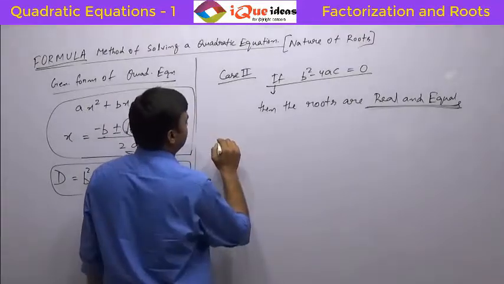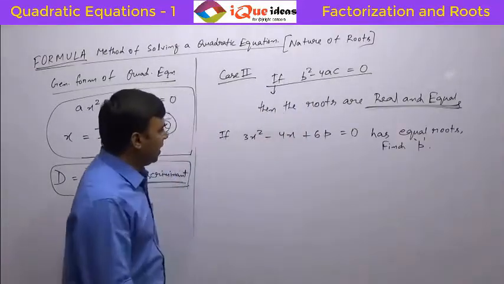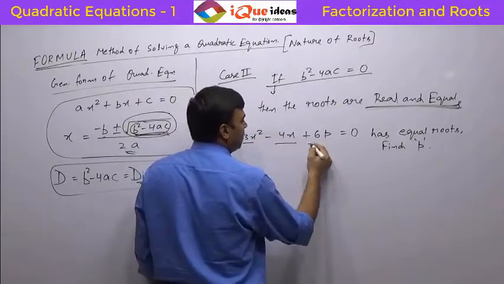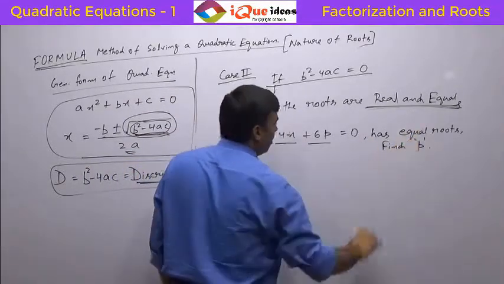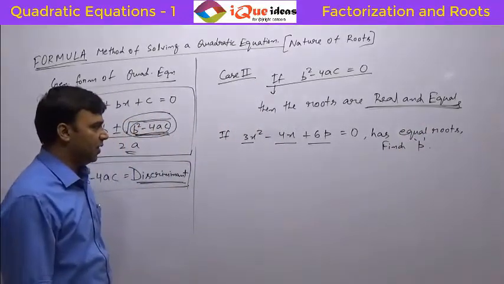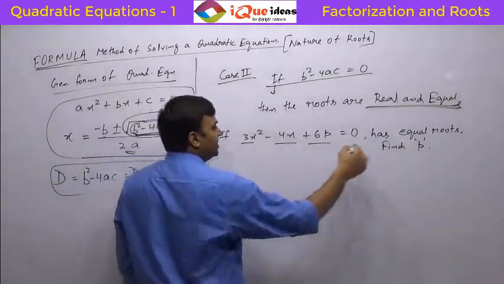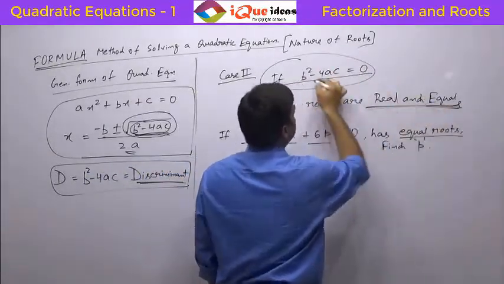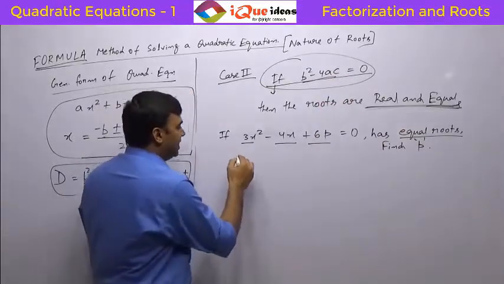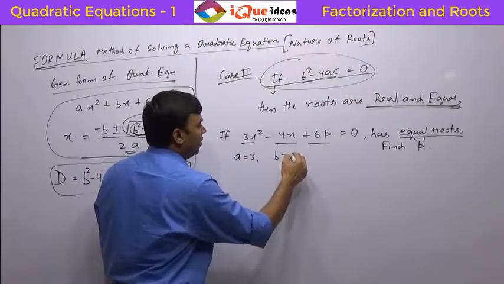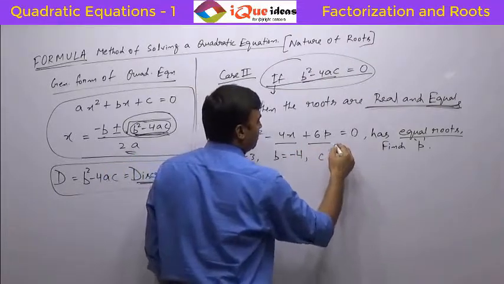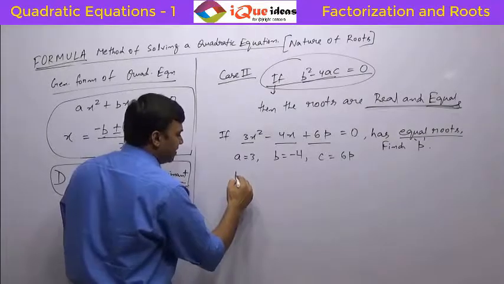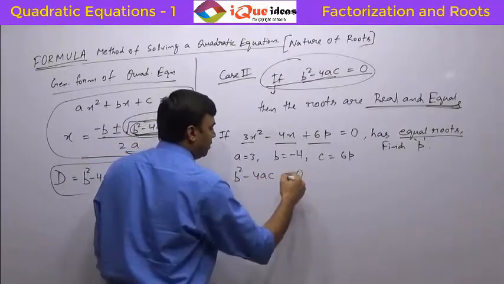If I give you a situation like this, now let's take a look at this question. It says if this equation 3x square minus 4x plus 6p equal to 0 has equal roots, find p. What do we do from here? If it has equal roots, then we can directly apply this condition. Here a is equal to 3, b is equal to minus 4 and c is equal to 6p. Please be careful in picking up the values from the equation. Now the condition is b square minus 4ac should be equal to 0.